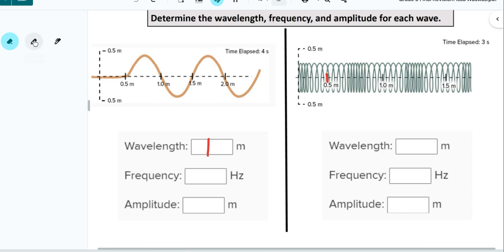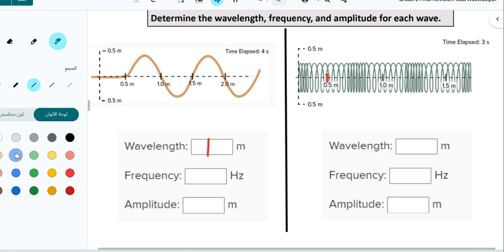Now we can look at frequency. Count the waves: 1 crest, 2 crests, in 4 seconds. So we do 2 divided by 4, which is equal to 1/2 or 0.5. So we have a frequency of 0.5 hertz. Sorry, it's hard to control the pen there. So wavelength of 1 meter, frequency of 0.5 hertz.